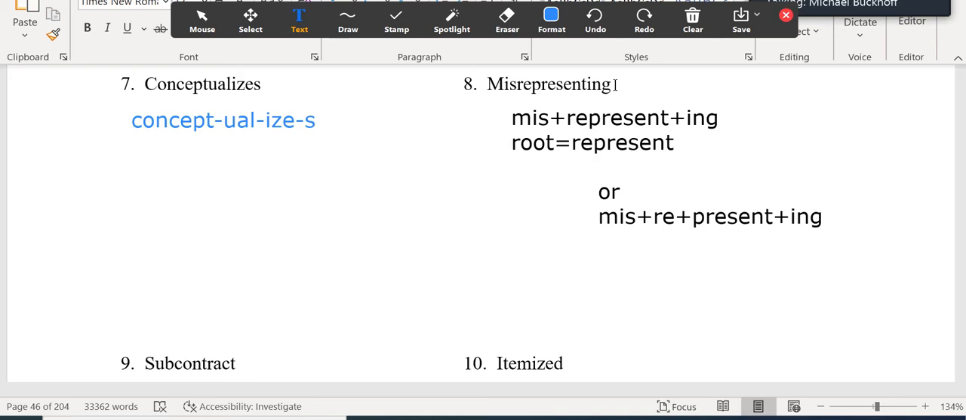Yeah, good. Concept, conceptual, conceptualize, and it. Good. Perfect. Yeah, root equals concept. Good. So let's keep working our way down.